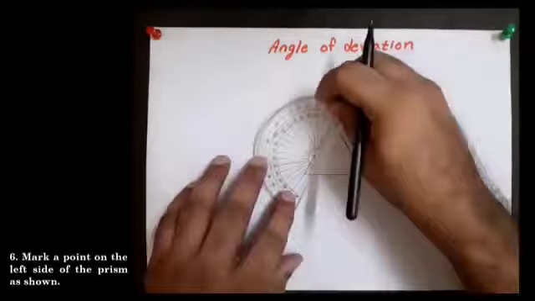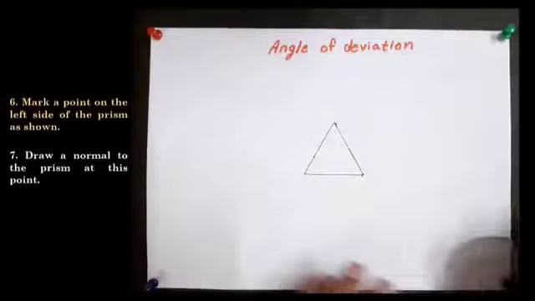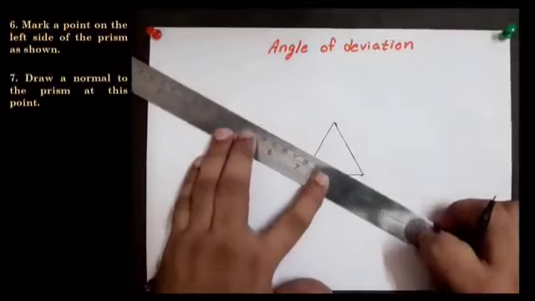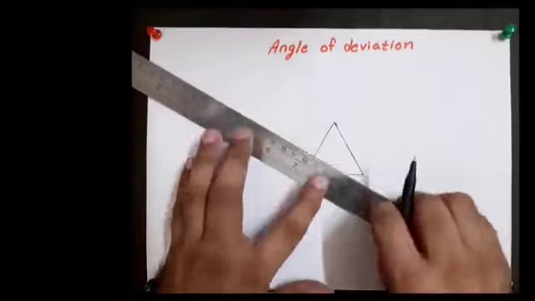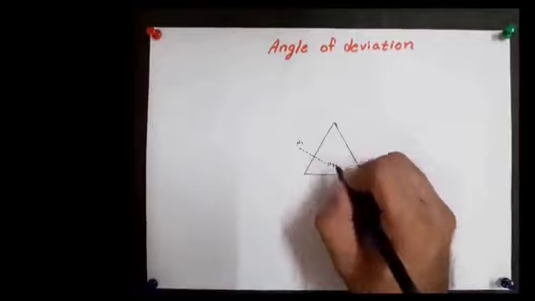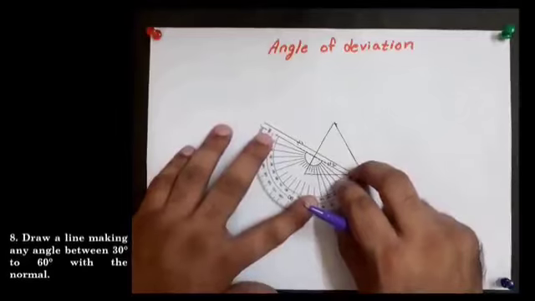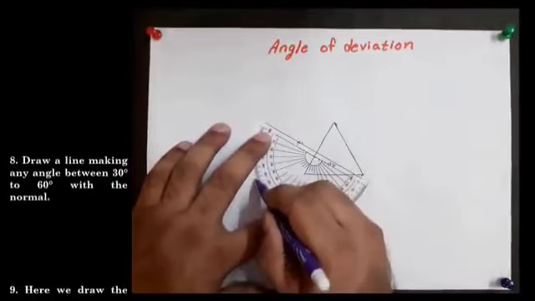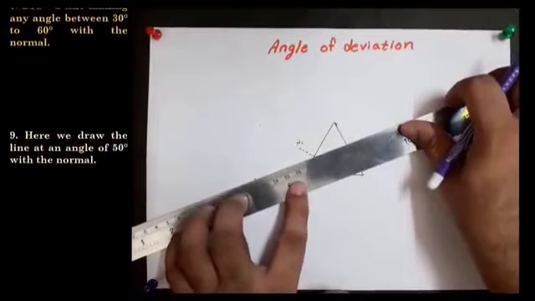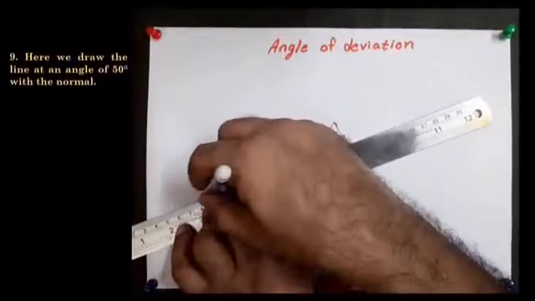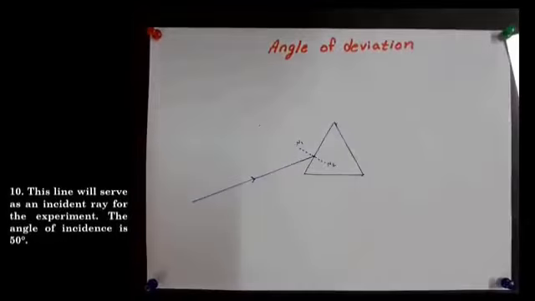Mark a point on the left side of the prism as shown. Draw a normal to the prism at this point. Draw a line making an angle between 30 degrees and 60 degrees with the normal. Here, we draw the line at an angle of 50 degrees with the normal. This line will serve as the incident ray for the experiment. The angle of incidence is 50 degrees.